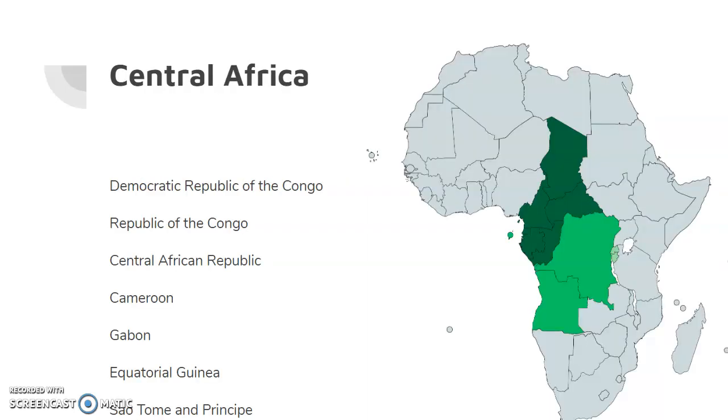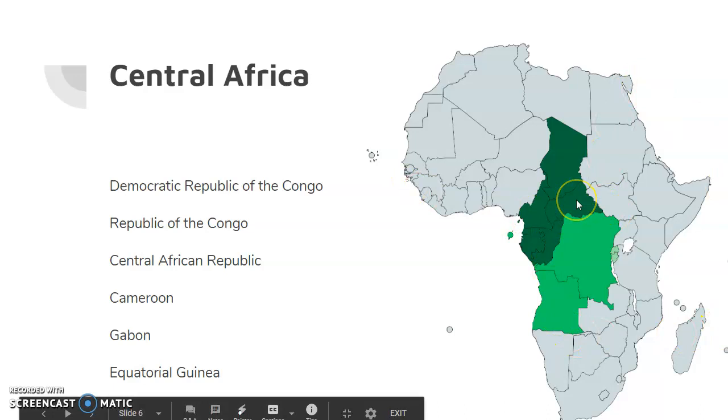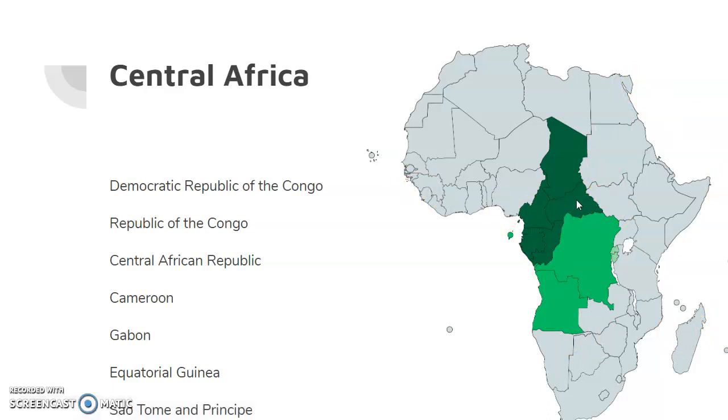Okay, so let's briefly touch on Central Africa. In Central Africa, which is in this area right here, we have the countries of the Democratic Republic of the Congo, Central African Republic, Cameroon, Gabon, Equatorial Guinea, Sao Tome, and Principe.